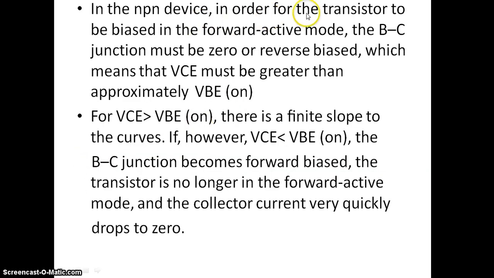For the NPN transistor to be biased in the forward active mode, the base collector junction must be reverse biased. As you know, for a transistor to remain in the forward active mode, the emitter base junction should be forward biased and the base collector junction should be reverse biased. This is the condition, which means that VCE must be greater than approximately VBE. Since it is reverse biased, VCE must be greater than VBE.